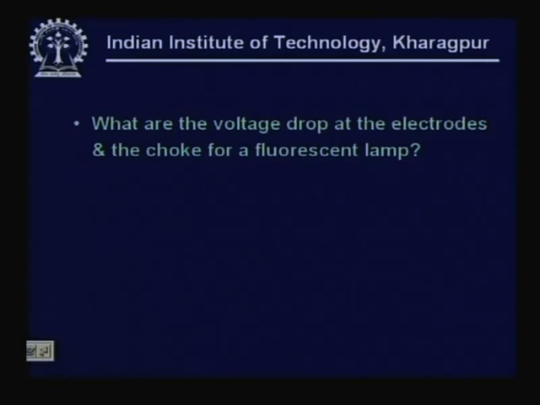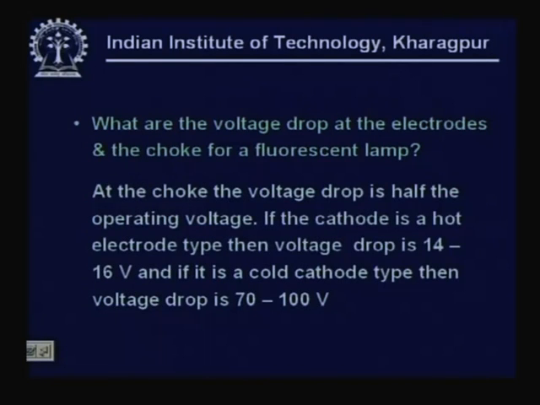What are the voltage drops at the electrodes and the choke for a fluorescent lamp? At the choke, the voltage drop is half the operating voltage. If the cathode is a hot electrode type, then the voltage drop is around 14 to 16 volts, and if it is a cold cathode type, it is around 70 to 100 volts.